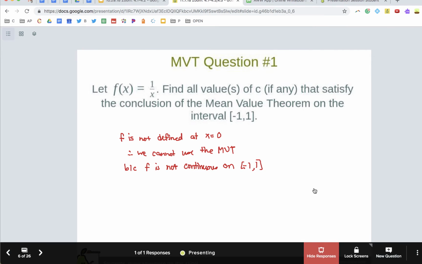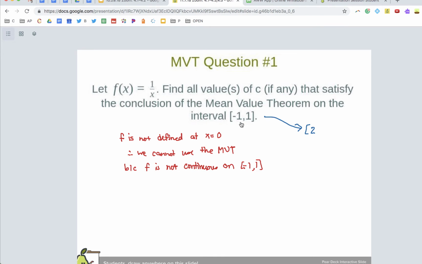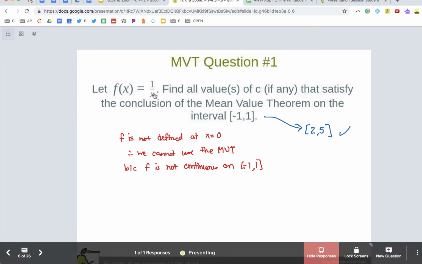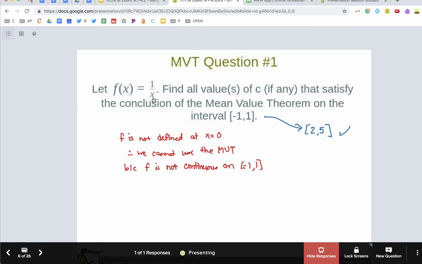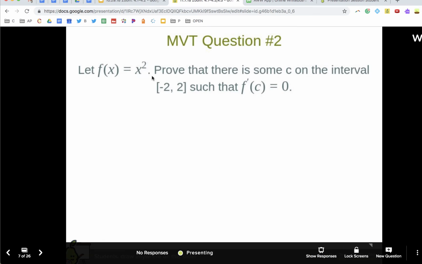Now, if they had given me this problem and the interval was instead 2 to 5, then I could have done it because this function here is continuous on 2 to 5, okay? So that's just a little subtlety. So I just have to look on this interval, is it continuous and differentiable? And if it's not, then I can't use the mean value theorem. Now, this one's clearly continuous and differentiable everywhere, right? So we can use the mean value theorem. So let's go ahead and do it.